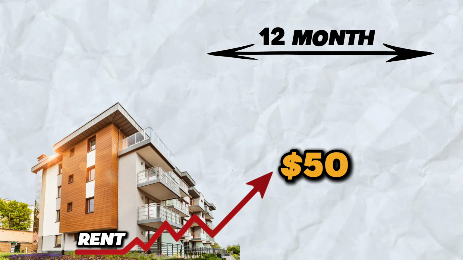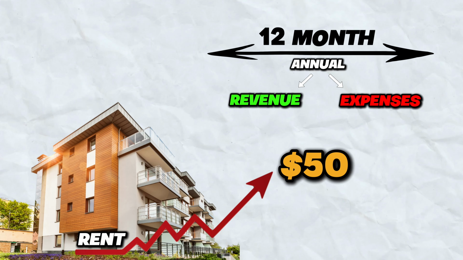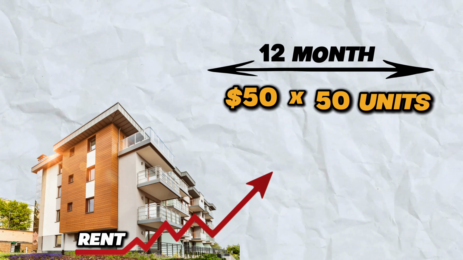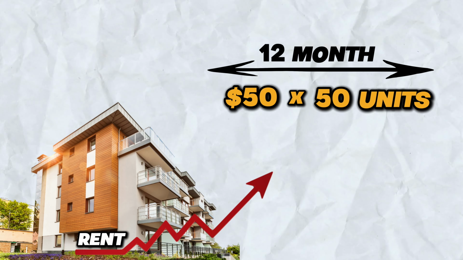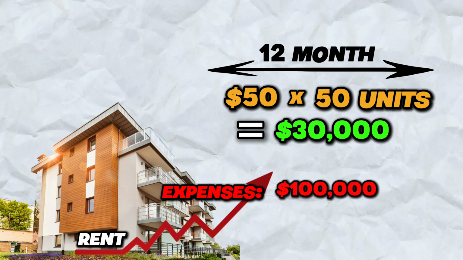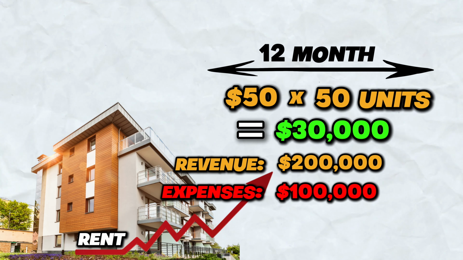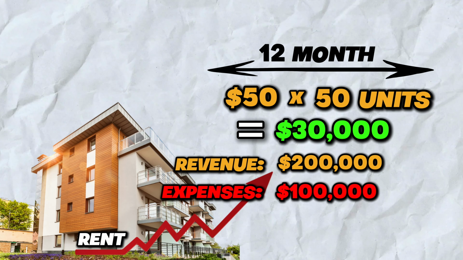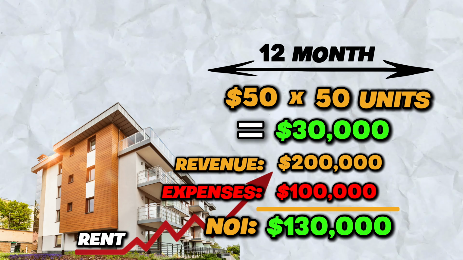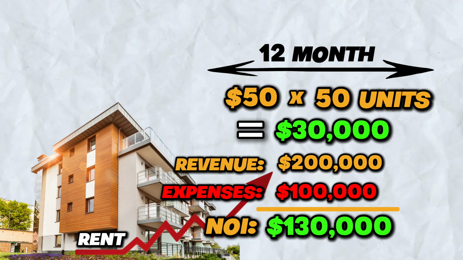Over a 12-month period, remember, because the revenue is an annual thing and the expenses are an annual thing we're looking for. Let's say you took those $50 times 50 units, right, times 12 months, that is $30,000. And because the expenses didn't go up, it was just your revenue that went up. And so now revenue is $230,000, your expenses are $100,000. So now the NOI is $130,000, right? So that 30 just kind of trickled right down to the bottom line for the NOI.